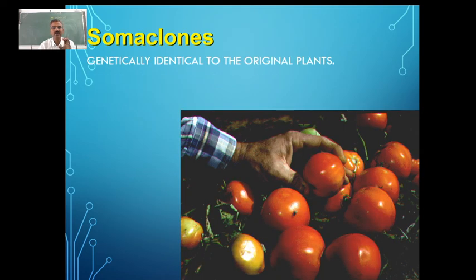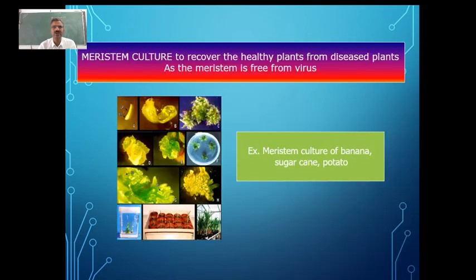That's why these plants which are obtained are going to be similar to the parents, because we are getting the vegetative part of it. That's why they are said to be somaclones, which are genetically identical to the original plants. So they are all called somaclones. Tissue culture is also called somaclonal cloning. Cloning is nothing but multiplication.